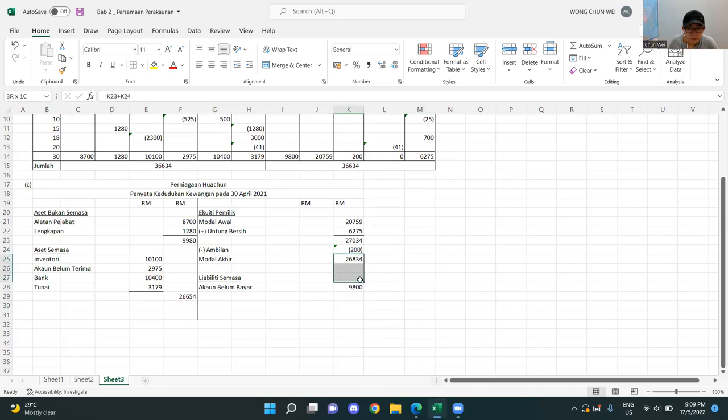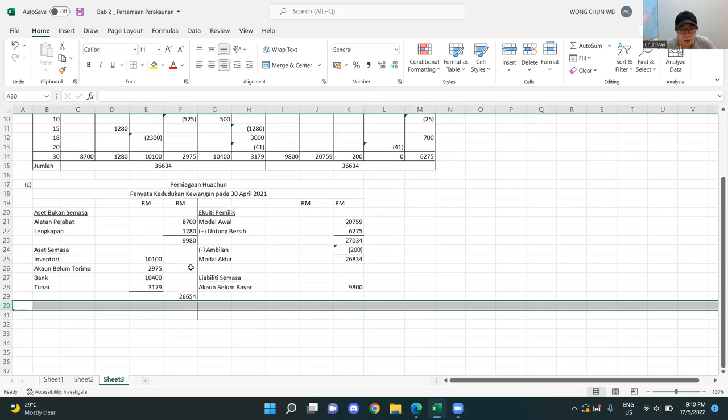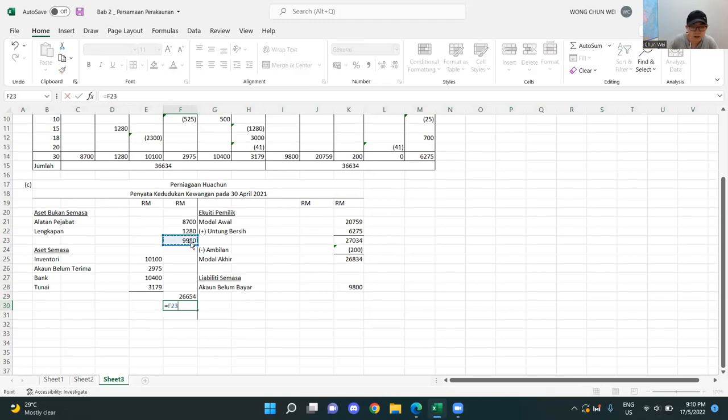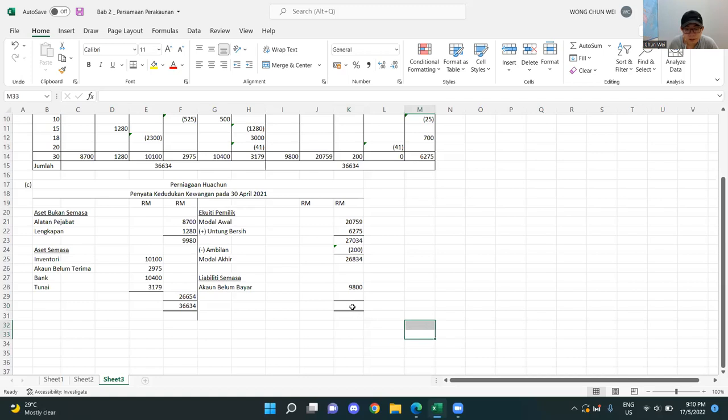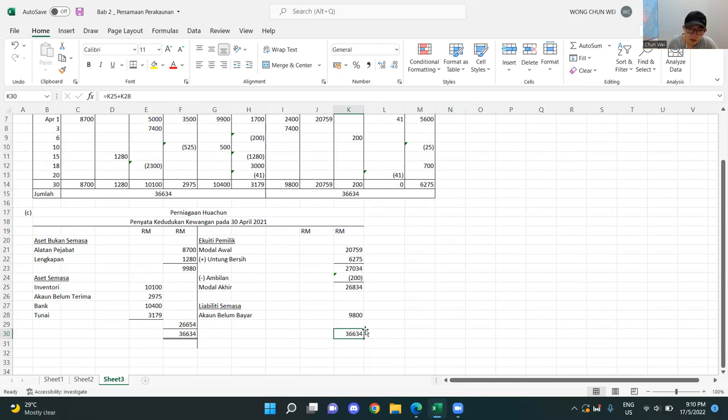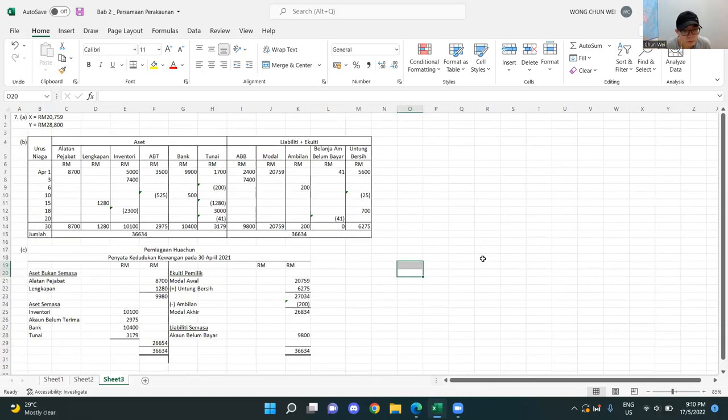Okay, so you add up, that's all right, right? So we can straight away add up already, but as I said, the jumlah here must be at the same line as your jumlah on your credit side. Therefore, you use the lower line. So now your asset, you use the 9,980 plus this one, get 36,634, and of course don't forget one line and double line. Okay, and then same goes to your credit side. Use your modal akhir 26,834 plus your 9,800. Bam. See, 36,634. And when you compare back to your jadwal, 36,634 is the same as the 36,634. You see? So this is the whole answer for it.